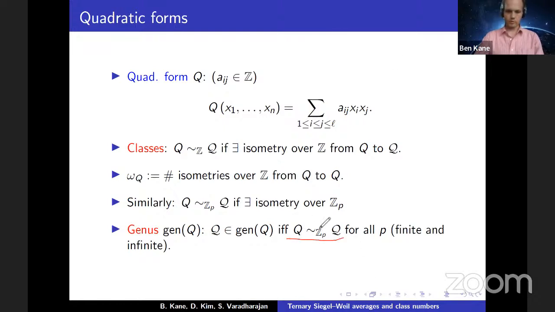Okay, so if our two quadratic forms look the same modulo every integer, or p-adically for every prime p, which is equivalent, then we essentially say that locally they're the same. So that's what the genus is. It's the local equivalence.